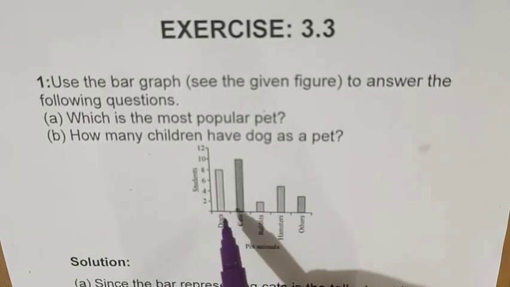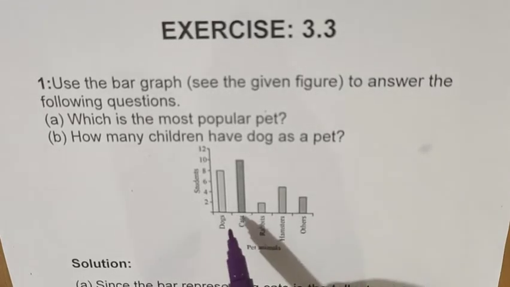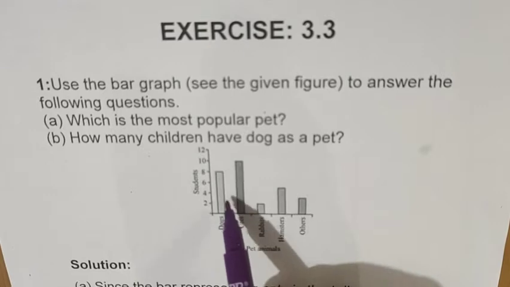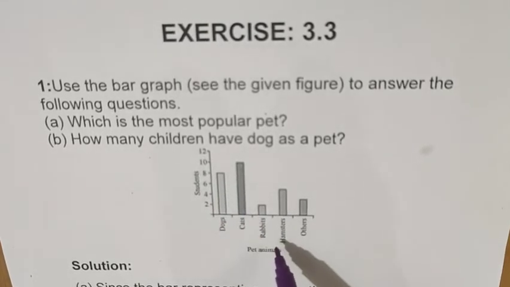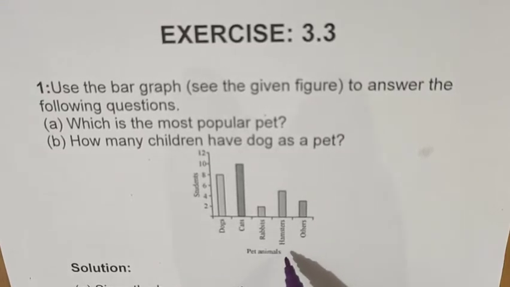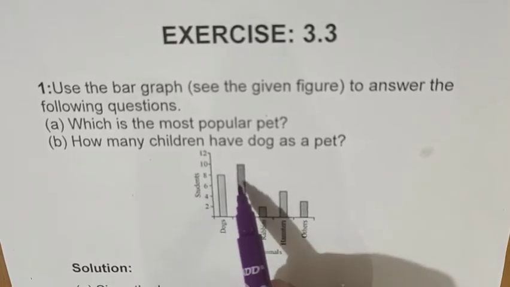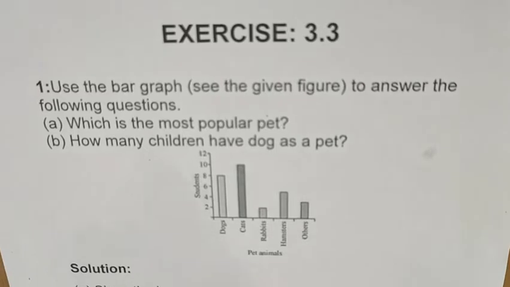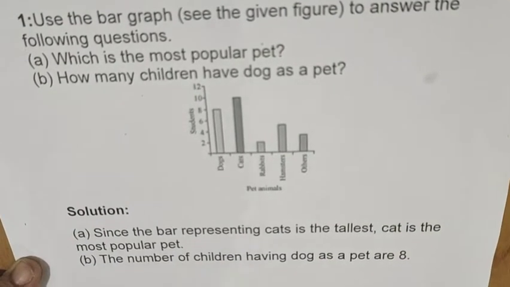So here the graph is given to you. From this, which is the most popular pet? Which is the most popular pet means we should see the tallest bar. Which is the tallest bar among these? This is dog, cat, then rabbit, like that. So many pet animals' names are given. From this you know that the cat bar is highest. So which is the popular pet here? The bar representing cat is the tallest.